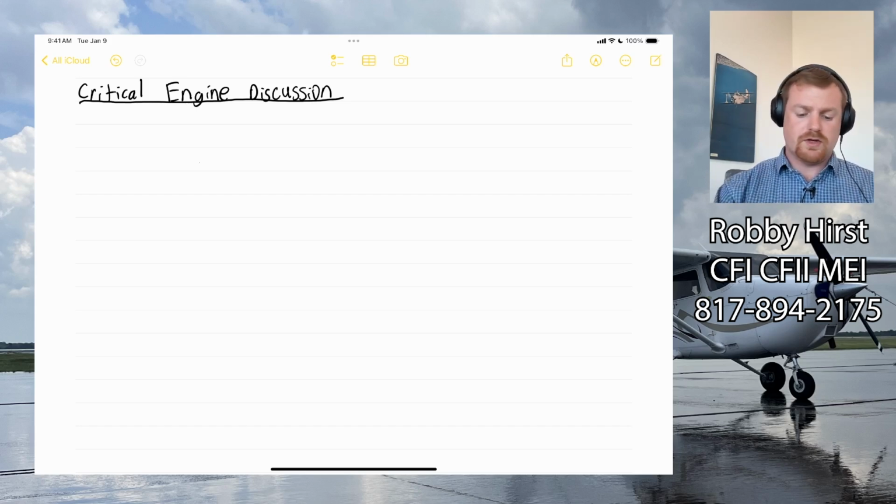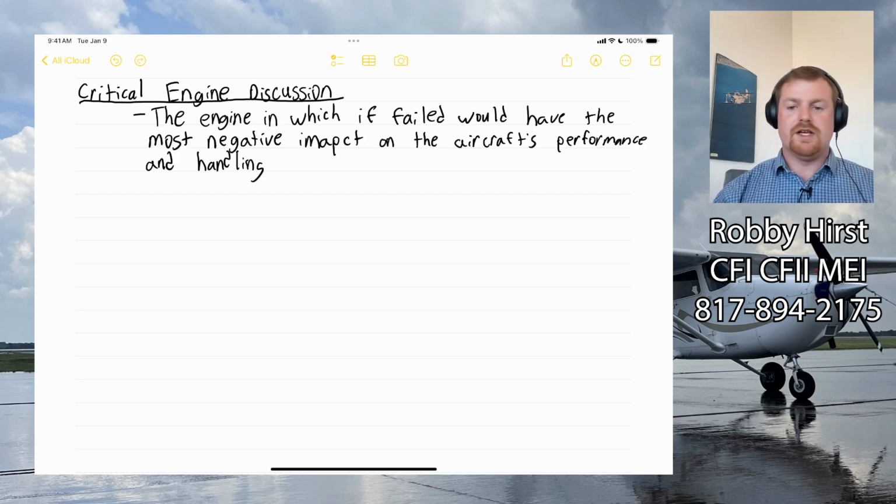What is the critical engine? The critical engine is the engine which, if failed, would have the most negative impact on the aircraft's performance and handling. So of your two engines, assuming you're in a light twin, this engine's failure is going to be the worst of the two scenarios. And we're going to talk about why that is.